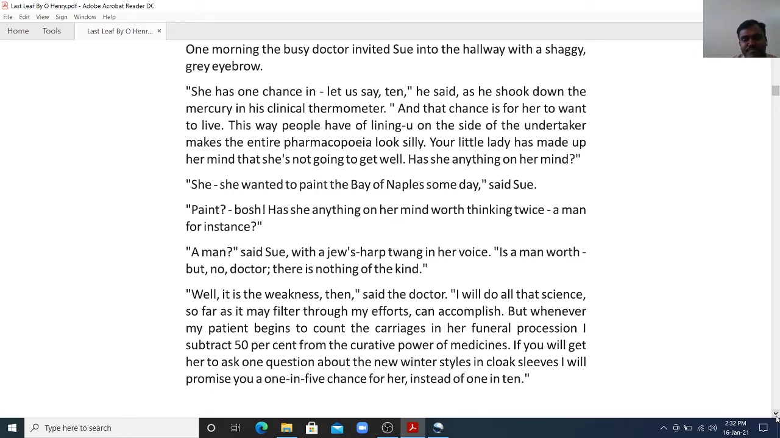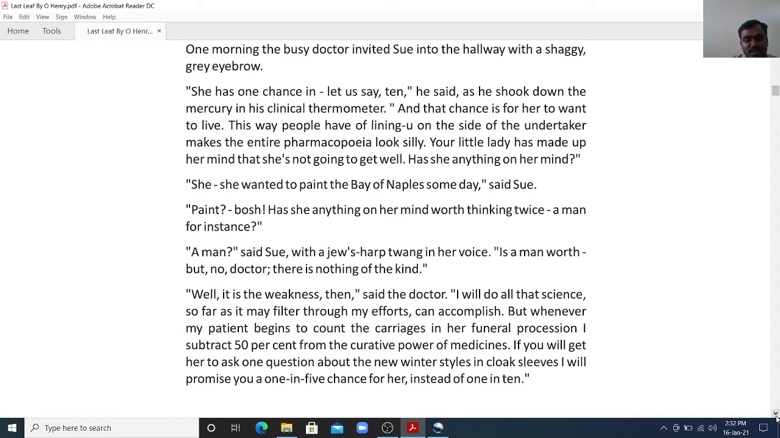Here it means always thinking about death and dying. It's the funeral carriages. So I cannot give you 50% guarantee. Another 50% I can assure. If you will get her to ask one question about the new winter styles in cloak sleeves, I will promise you a 1 in 5 chance for her instead of 1 in 10.